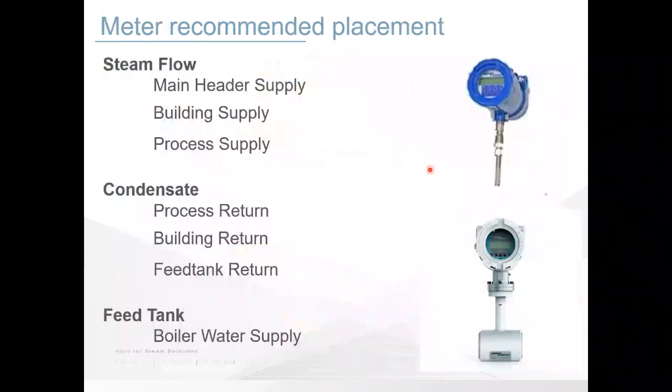So metering. Why would we meter? Again, it goes back to the questions you were asking. You want to know how efficient your system is and where you can save energy. For steam flow, we could check the main header supply, the building supply, the process supply. Condensate: the process return, the building return, the feed tank return. And then on the feed tank itself, the boiler water supply to it.